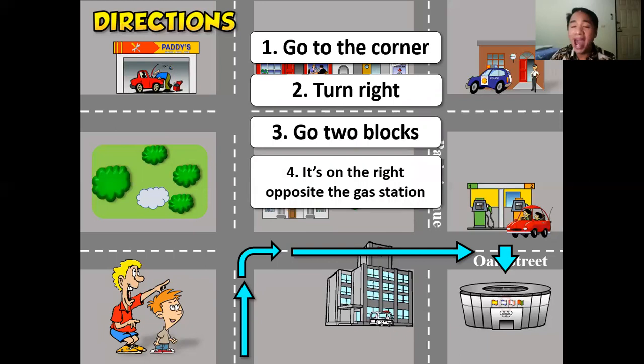it's on the right opposite of the gas station. Okay, the stadium is on the right opposite side of the gas station. So that's how you give directions. Okay.